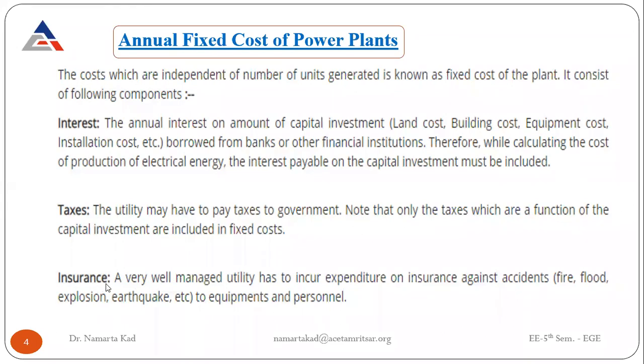Okay. Insurance, a very well managed utility has to incur expenditure on the insurance against accidents. So each and every type of power plant must be insured properly before its functioning, before its operating condition. And why is the insurance required? So that if any accident occurs like fire, flood, explosion, or earthquakes, the proper compensation be given to the owner.